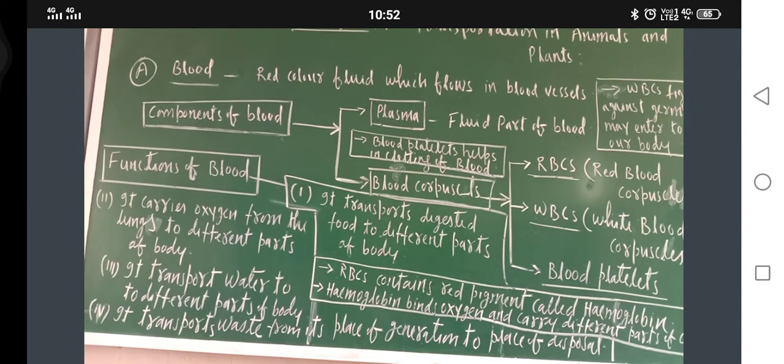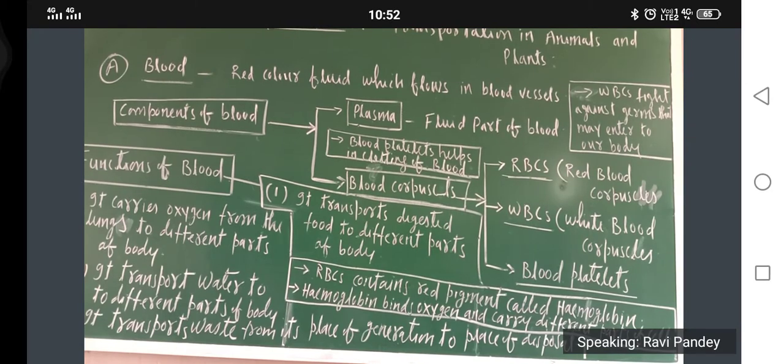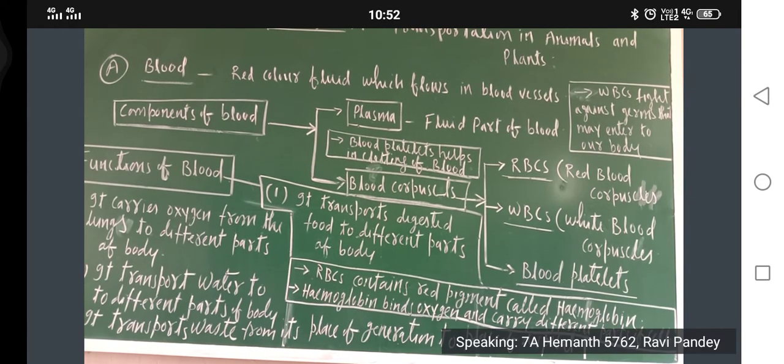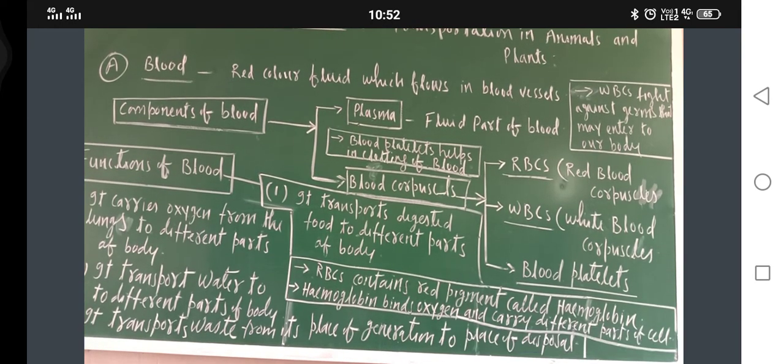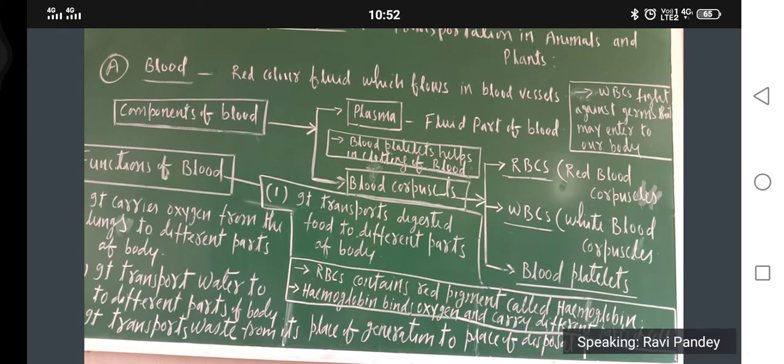Okay. So what is the plasma? Plasma is the fluid part of blood. Okay. Is it visible to you? Fluid part of blood. Next one is blood cells or blood corpuscles. So there are three cells in the blood. First one is the RBC, second one is the WBC, and the third one is blood platelets. So RBC is called red blood corpuscles or cells. WBC is called white blood corpuscles or white blood cells. Third one is the blood platelets.